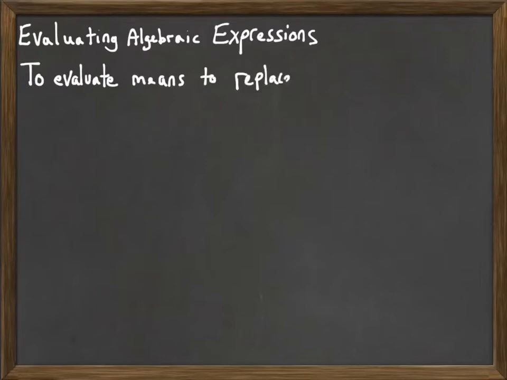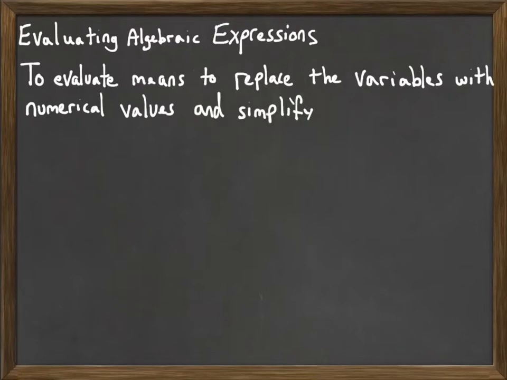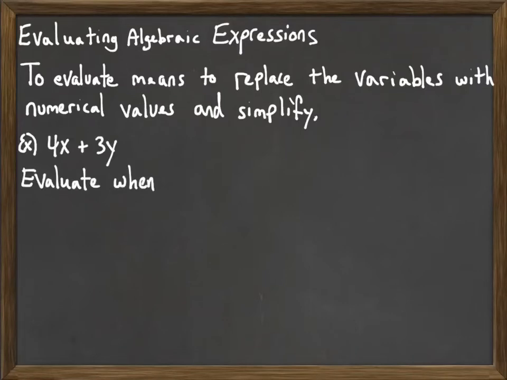So to evaluate means to replace the variables in our expression with numerical values and then turn around and simplify. As an example here, consider the expression 4x plus 3y. So we have the two variables x and y, and again typically we use letters to represent our variables. And we're going to be asked here to evaluate for a particular set of numerical values for x and y. So in this particular example, we're asked to evaluate when x equals 3 and y equals 7.